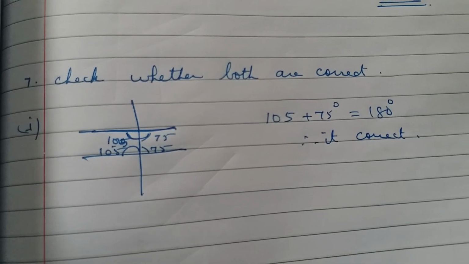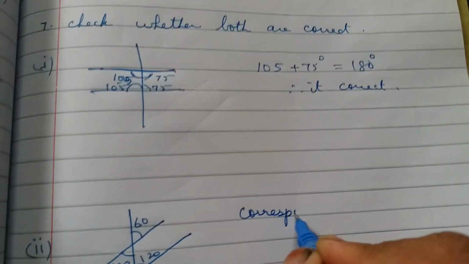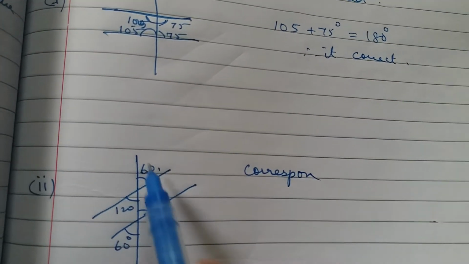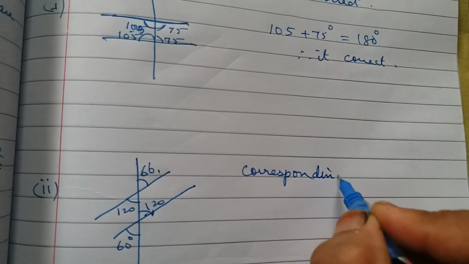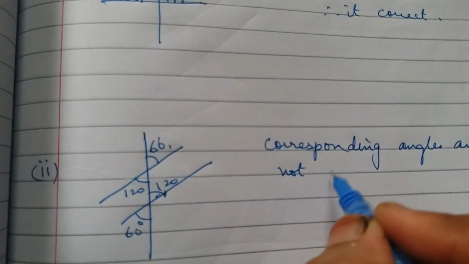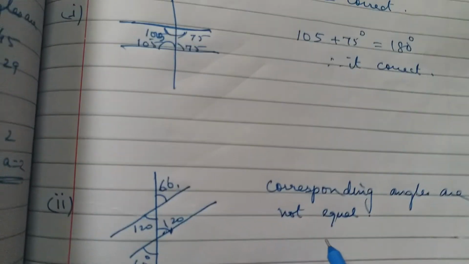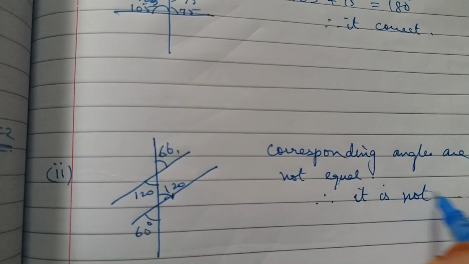Here these are corresponding angles. Corresponding angles must be equal. So see, this is your sum. You have 60, here it is 120. Corresponding angles are equal, but the values here are given as different. So you will write corresponding angles are not equal in this sum. Therefore it is not correct.